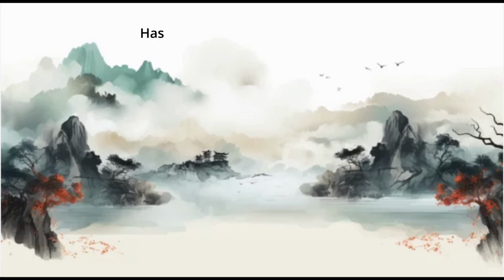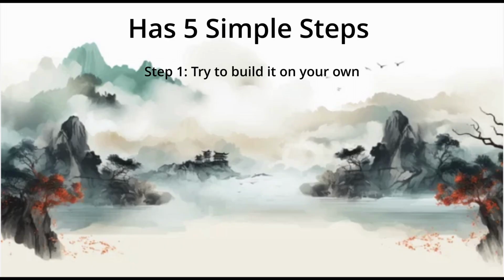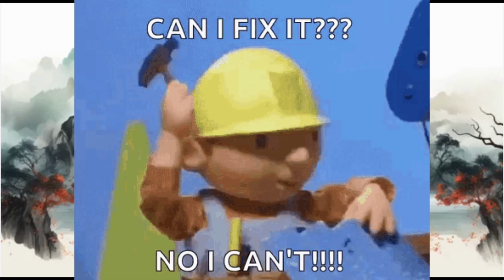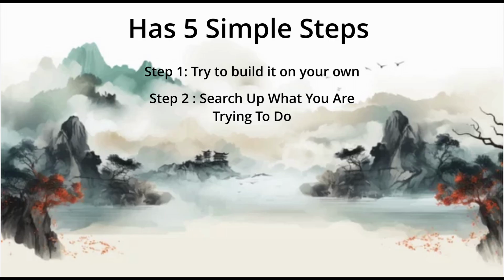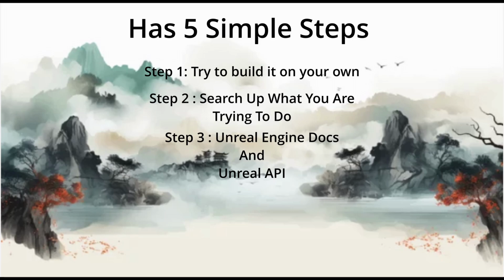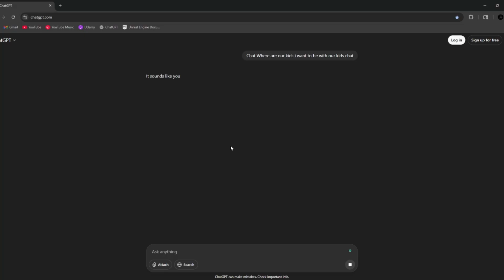And I also impulsively decided to delete the project again. So my plan of action going forward has 5 simple steps. Step 1, try to build it on your own. If that's not possible, then go to step 2. Step 2, search up what you are trying to do. Step 3, use the Unreal Engine documentation and Unreal Engine C++ API. Step 4, use ChatGPT if struggling.